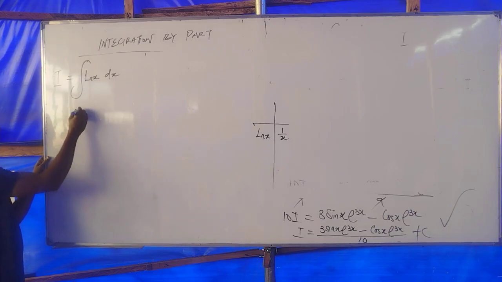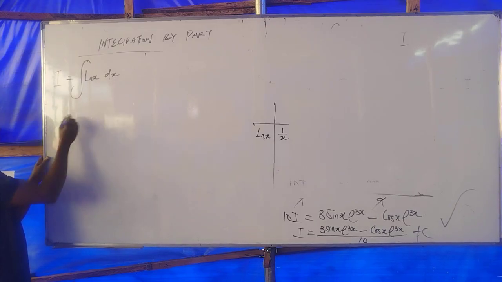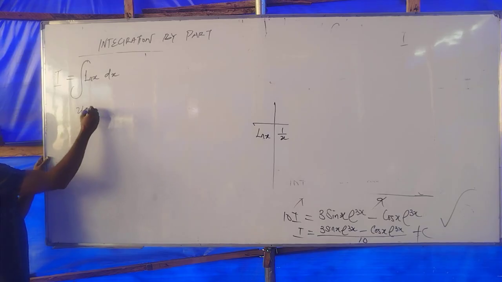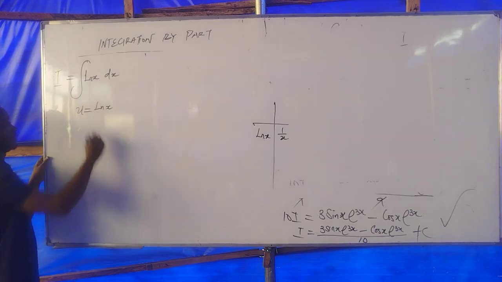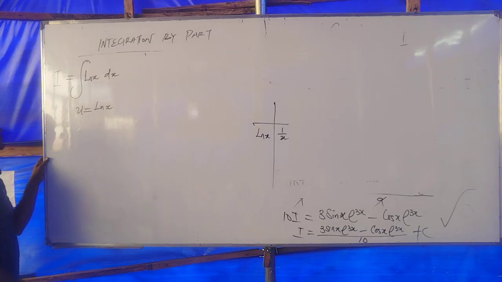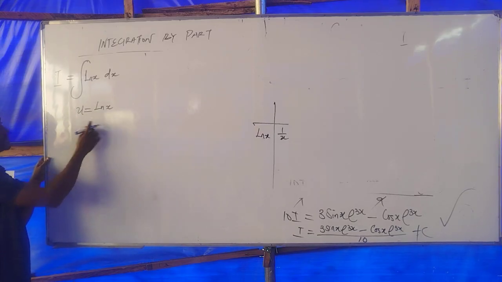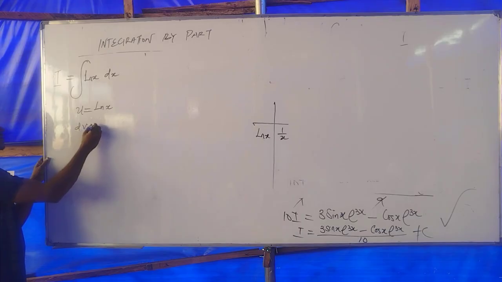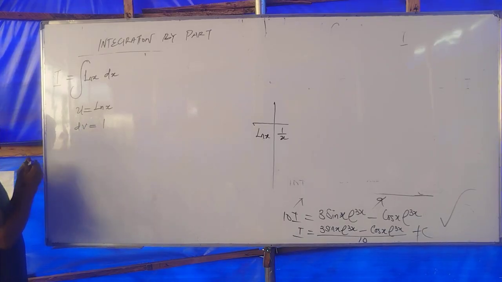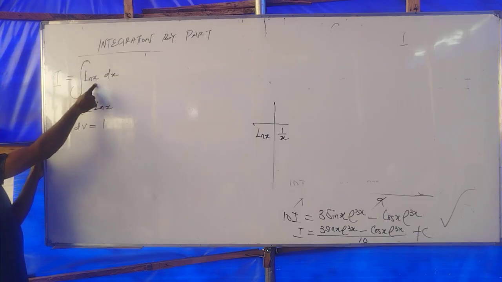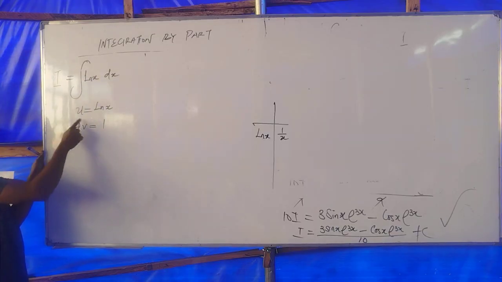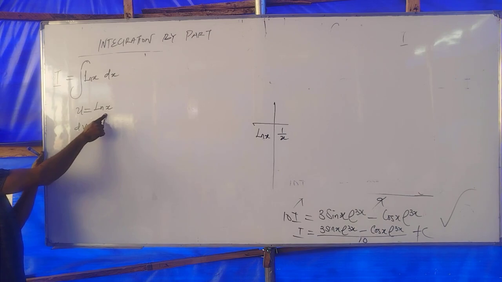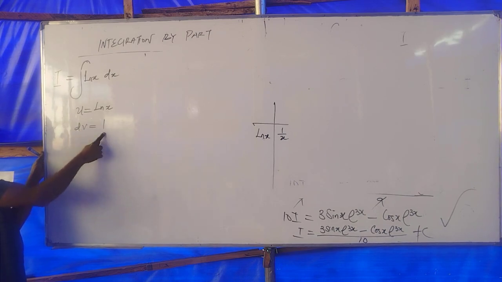But in this case, we are going to represent our u with what? Ln x. Are you there? If our u is ln x, that means our dv is equal to what? 1. This is like saying 1 times ln x. So the first step is to say let u equal to ln x. Therefore, our dv equals 1.